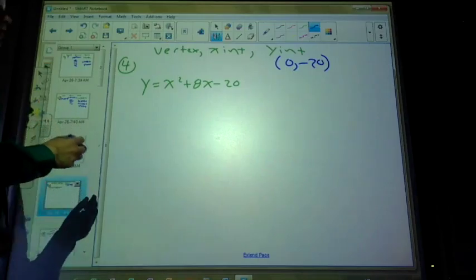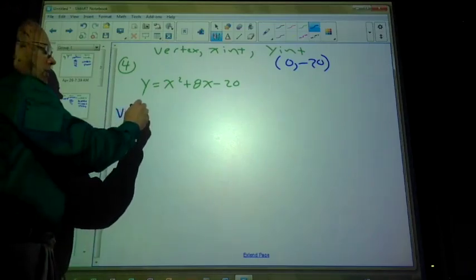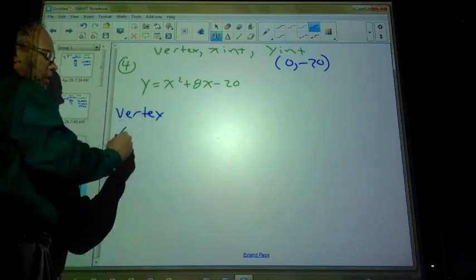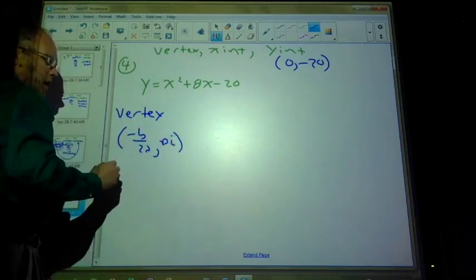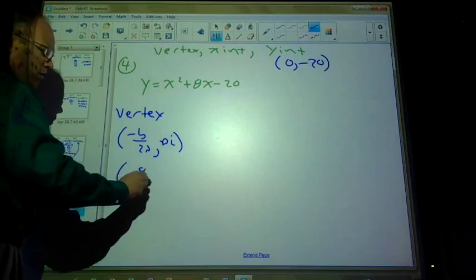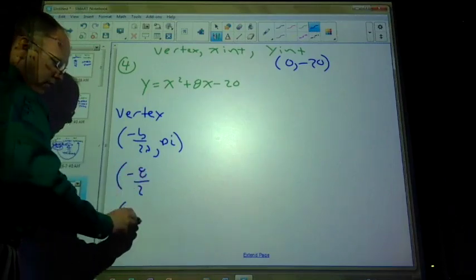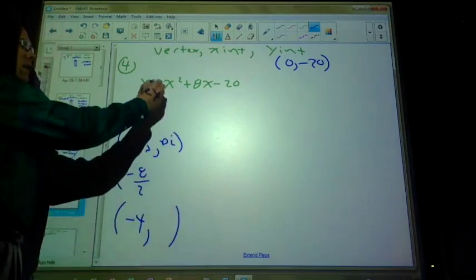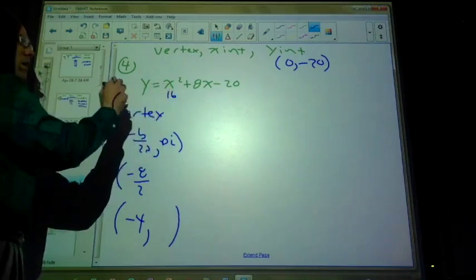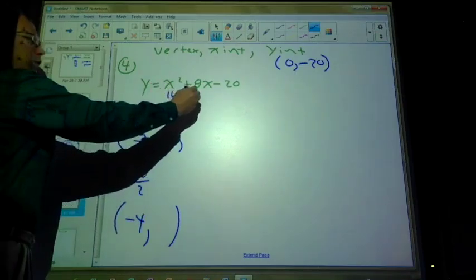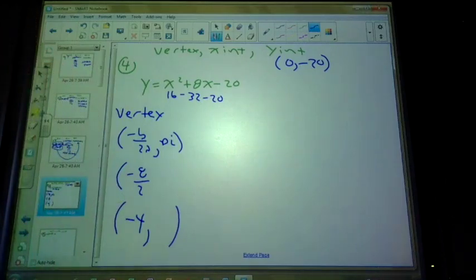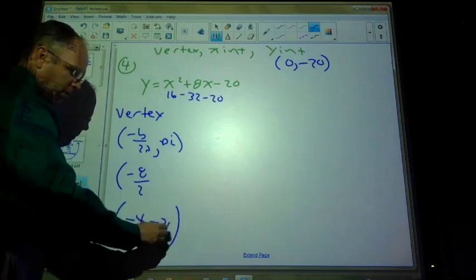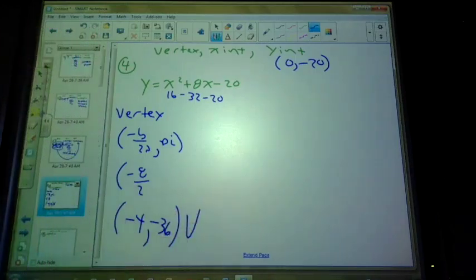The vertex, so let's try and find the vertex. I think on this one we can go negative b over 2a, and then plug in. So I'm going to get negative 8 over 2, so that's negative 4. Let's see if we can plug it in. Negative 4 plugged in, that's going to give me 16 minus 32 minus 20. So that's negative 36. So there's my vertex.